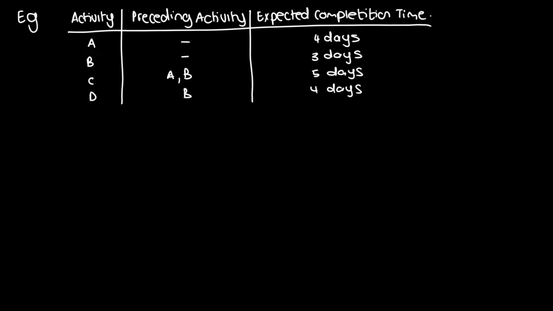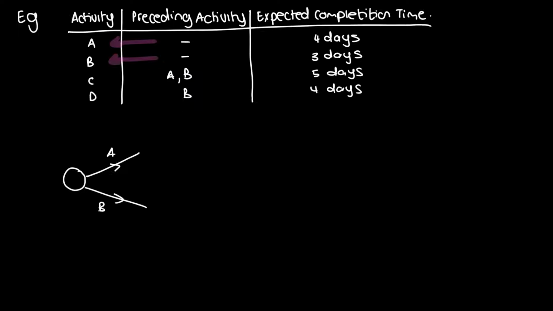So the first thing we're going to do is look for all the activities which have no preceding activities. In this case, it's activity A and activity B. So these are the ones that are going to lead from our starting node. So we have to draw our starting node. Let's just go ahead and draw a node over here. And now both A and B are going to exit it. So we're going to have A sitting over here and B sitting over here.